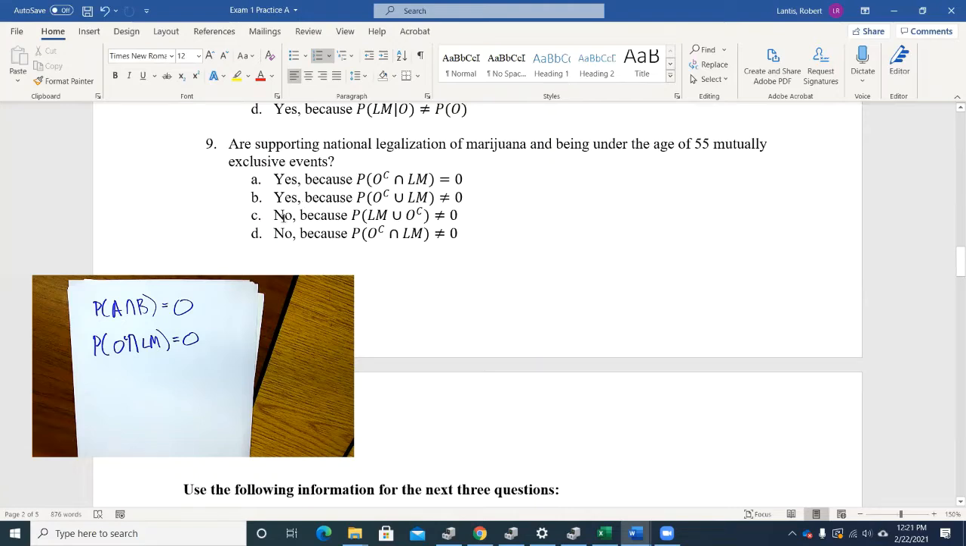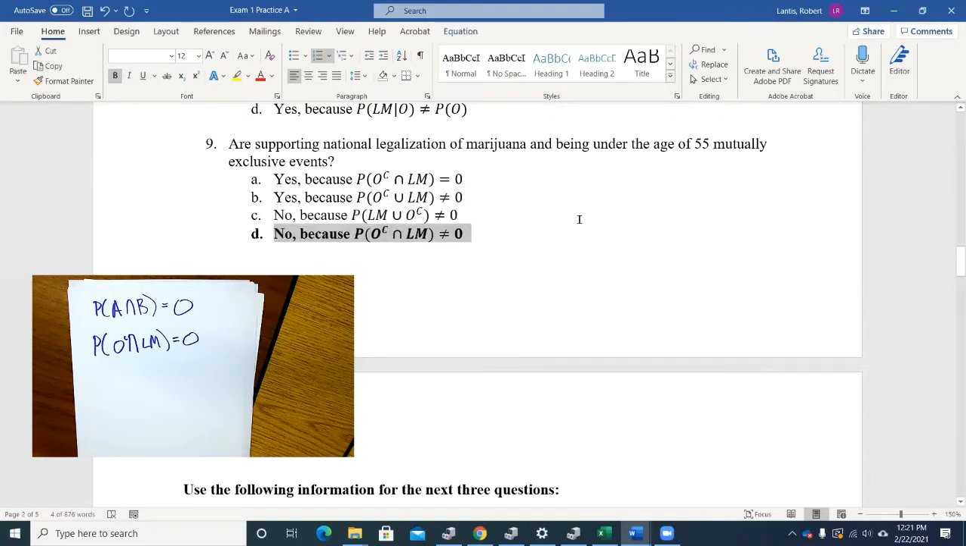So here now we're looking at no, they're not mutually exclusive. And then we're really just choosing between: is it because the union is equal to 0 or not equal to 0, or is it because the intersection was not equal to 0? Well, we just said they're only mutually exclusive if the intersection is 0. So here, they're not mutually exclusive because that intersection is not equal to 0. Okay?